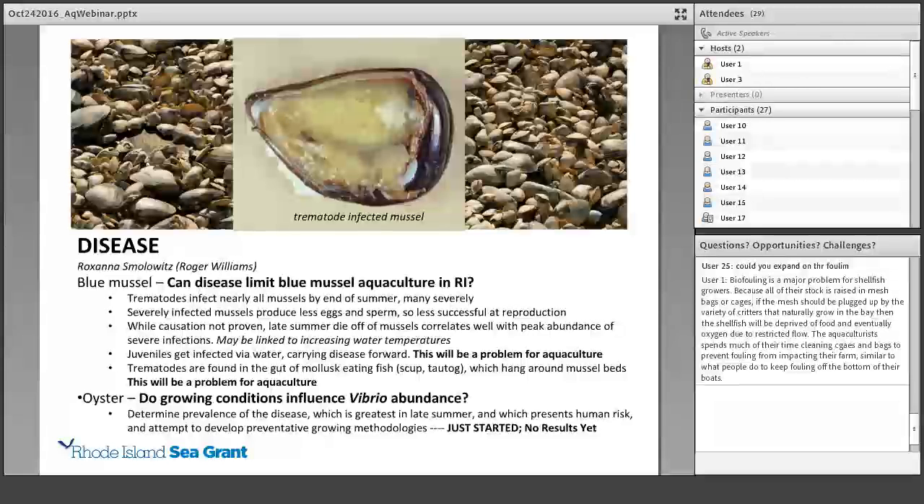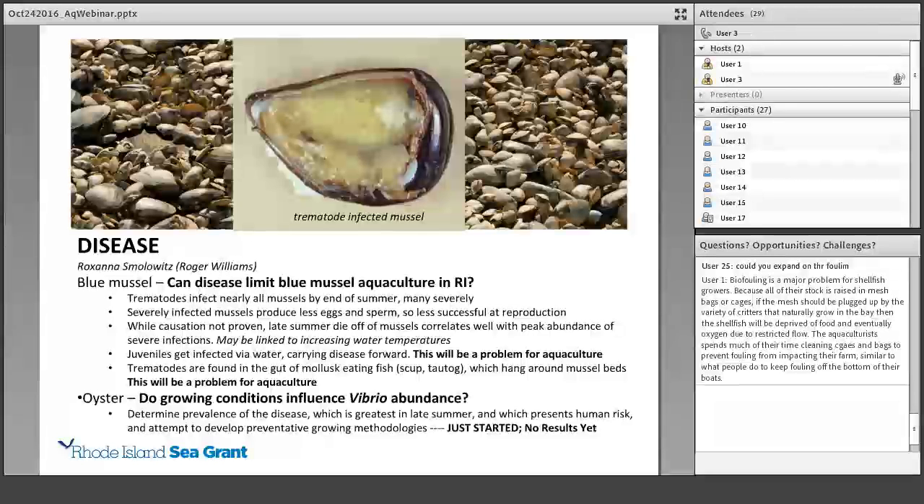While not proven to be causal, she is seeing a lot of coincidence between some of the mass mussel die-offs in the bay and the time of peak abundance of some of these trematode infections. So she's looking more closely at that to see, is there some cause and effect there? The jury's still out on that part.